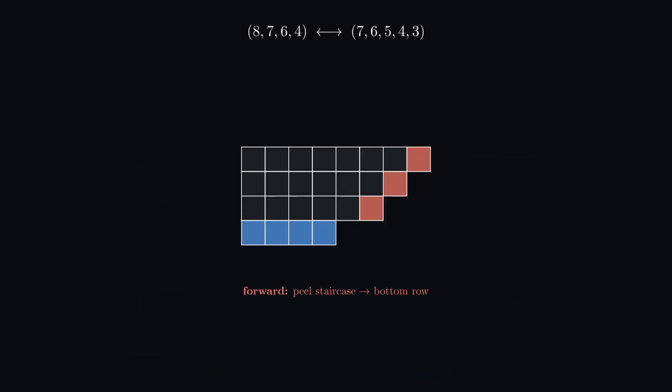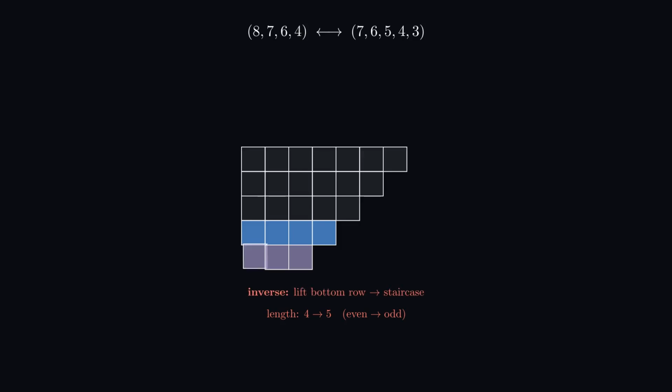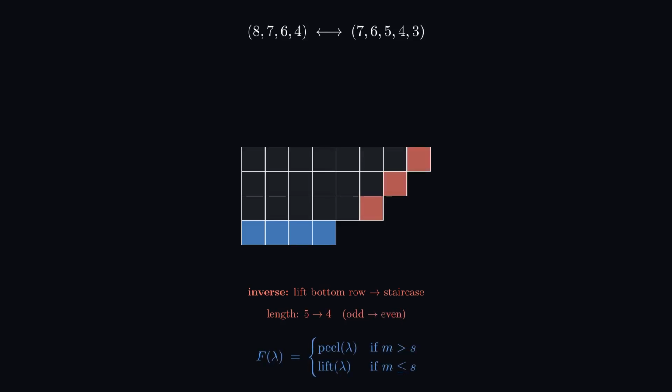Watch. The partition 8764 has even length. The staircase peels off, slides down, and lands as a new bottom row. Now we read the new shape. 76543. Odd length. Reverse the move and the bottom row lifts back into the staircase. Same 3 cells, same diagram.